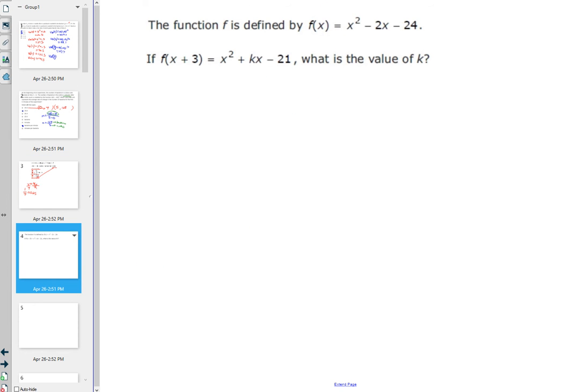F is a function that's defined by there. Oh yeah, nobody got this one. If f of x plus 3 is equal to x squared plus kx minus 21, what is the value of k?